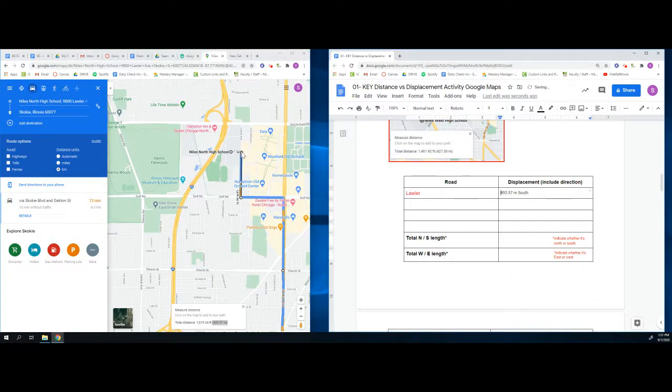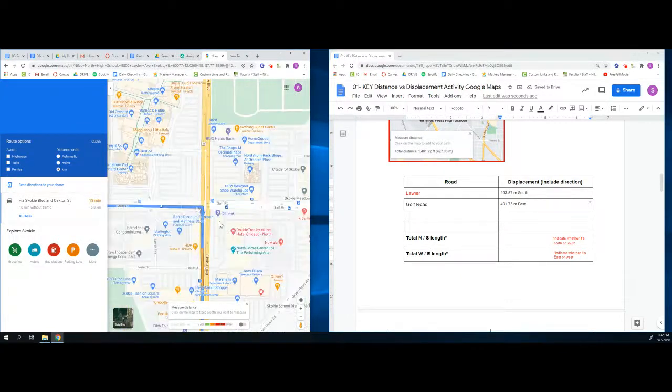Okay, now I'm going to unclick that. And I'm going to start here. I'm going to do my distance from here to Skokie Boulevard. And that gives me a distance of 491.75. I'm just going to copy and paste. Okay, and that's Gulf Road. And that's what it was. And I went to get from this point to this point. I had to go east, so I have to make sure I write east.